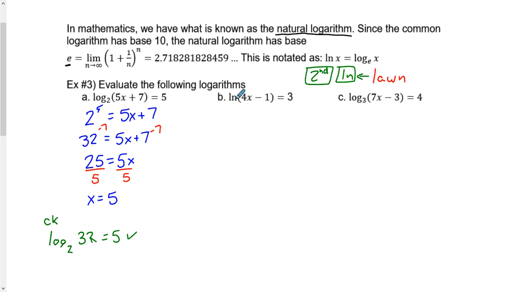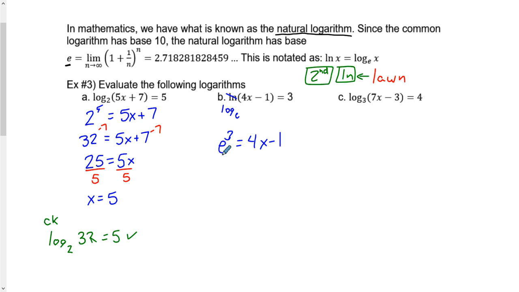Okay, here's what I was talking about before. Ln of 4x plus 1 equals 3. Well, again, all that we're really worried about is that ln is a log base e. So we use our whiplash, e to the power of 3. Pen is just not being nice to me. Maybe I just need to write a little bit harder. There we go. E to the power of 3 equals 4x plus 1.